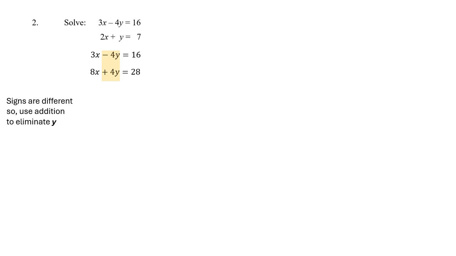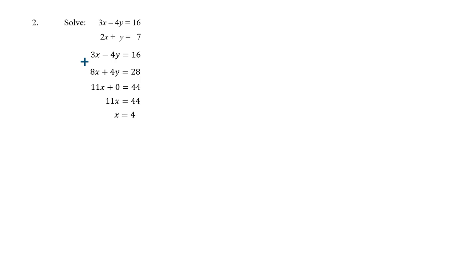The signs are different, so we'll use addition to eliminate, giving us a result of 11x plus 0 equals 44, reducing with a value of 4 for x. Once again, now we just have to plug it back into one of the original equations to solve for y, and we end up with a value of negative 1 for y, so our point of intersection, or our solution, is 4, negative 1.